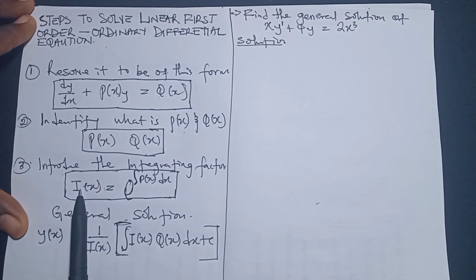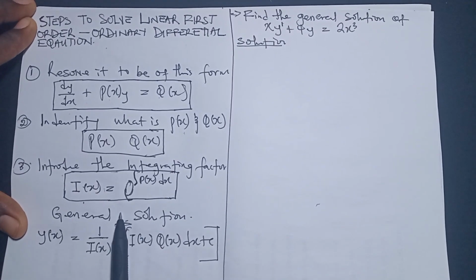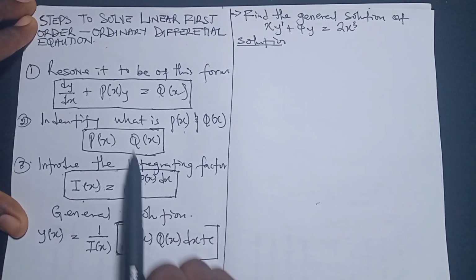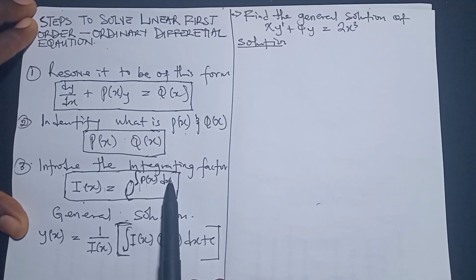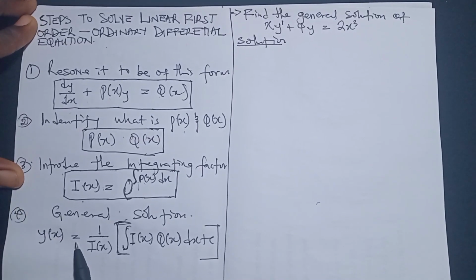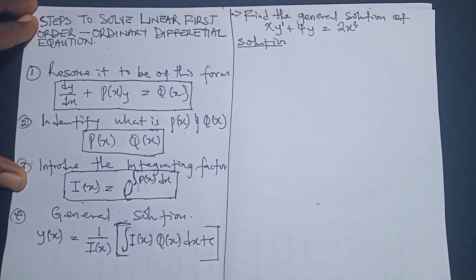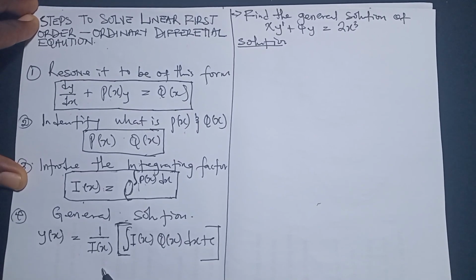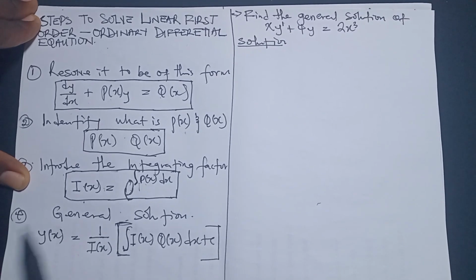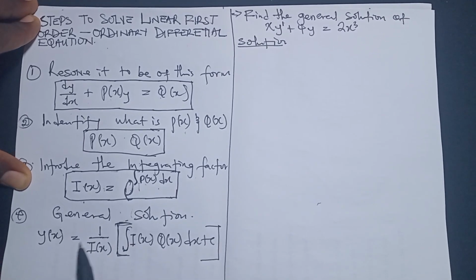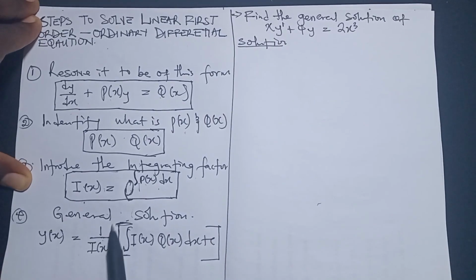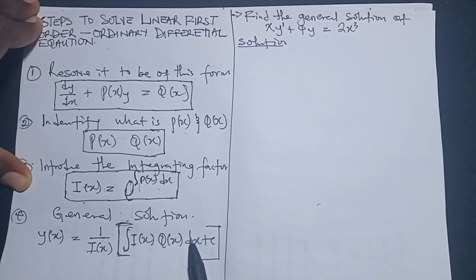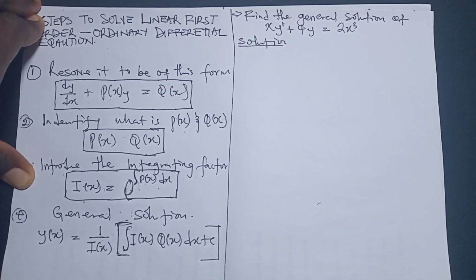The integrating factor is I of x equal to exponential power integral of p of x dx. After doing that, the last step is to introduce the general solution. The general solution says that y of x is equal to 1 over I of x, where I of x is the exponential of integral p of x dx, times the integral of I of x q of x dx plus c.